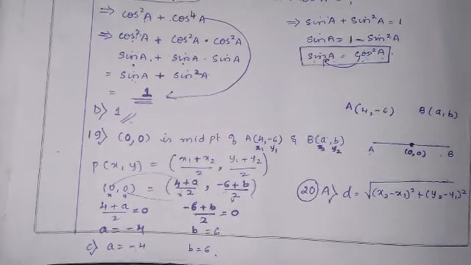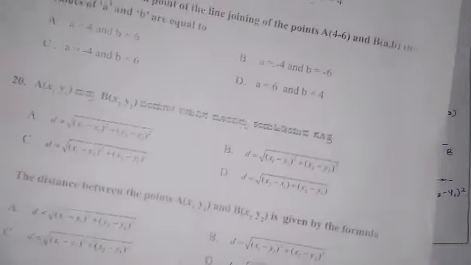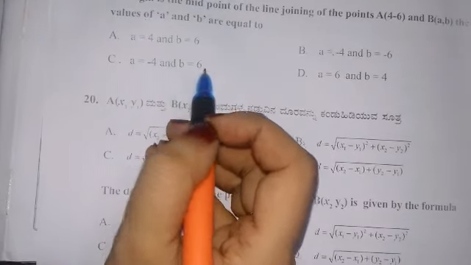The correct option is, let us write, that is C, a is minus 4 and b is 6. Okay. Let us see the next question.